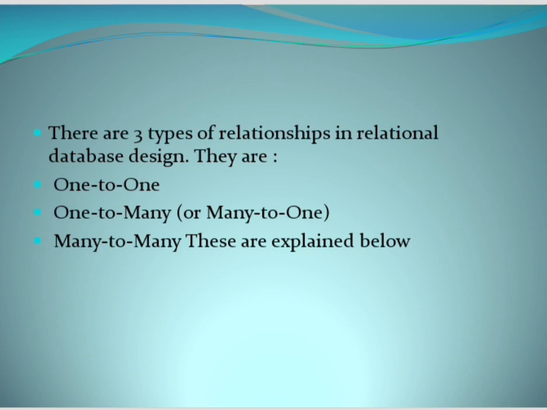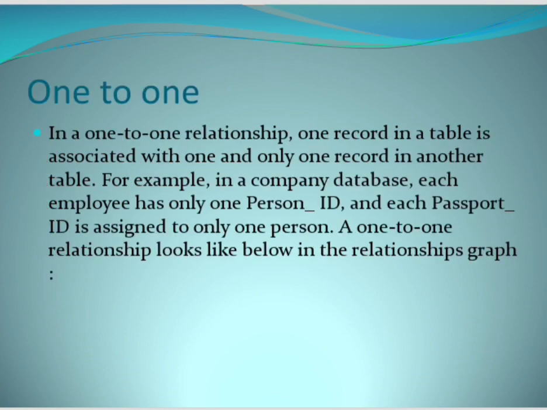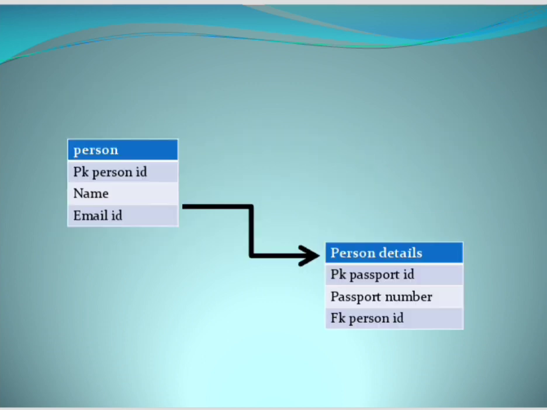So one to one. In a one to one relationship, one record in a table is associated with one and only one record in another table, like this. This is person and these are person details. So this is a one to one table relationship.